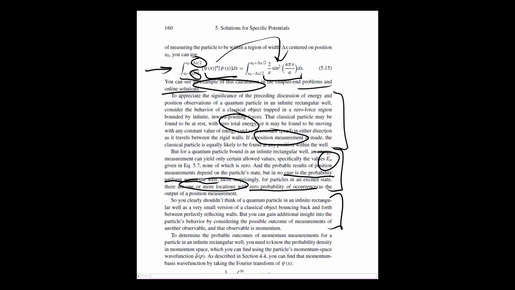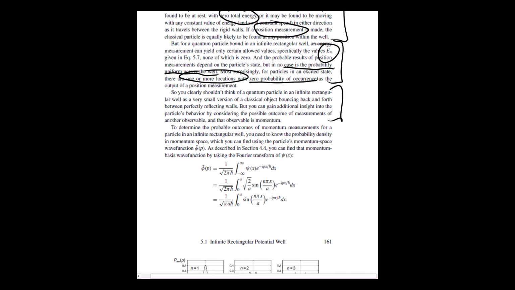But you can get some additional insight by thinking about the momentum of the particle. To find the momentum space wave function, phi tilde of p, we know what to do. Take the Fourier transform of psi of x. That looks like this. As you'll see, I've plugged in the normalized wave functions for psi of x, brought the constants out front. Here's the integral we get.